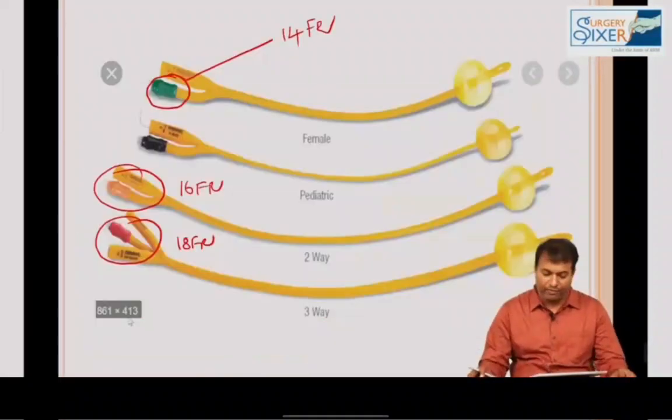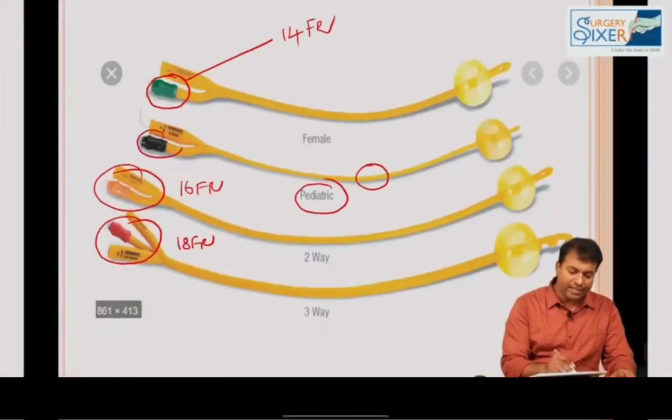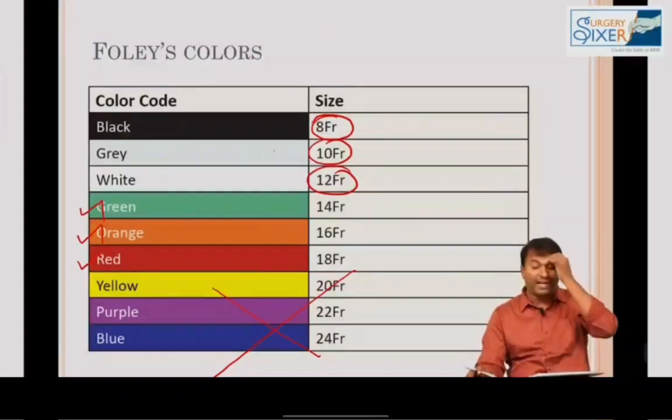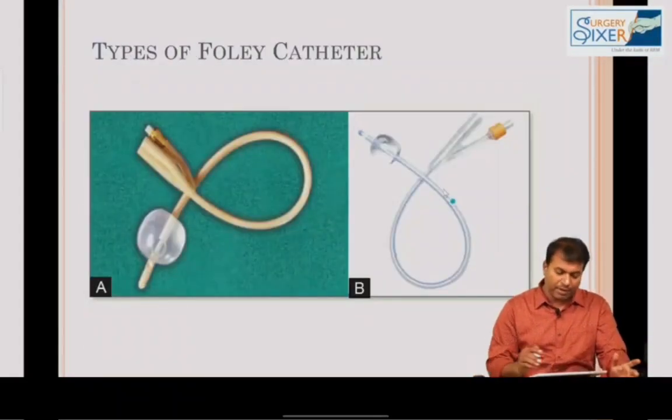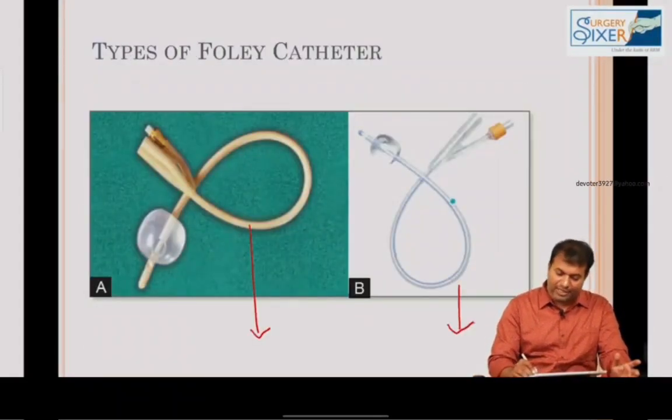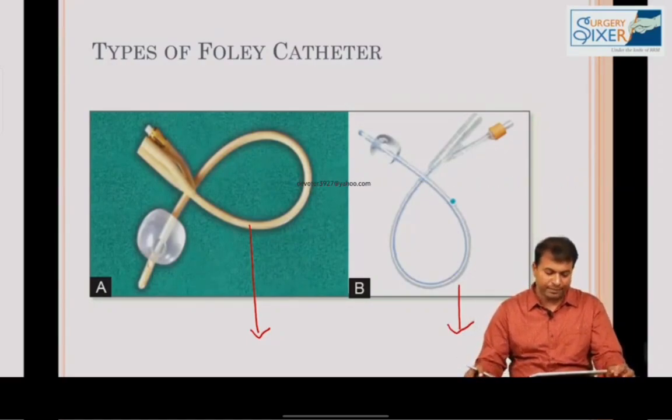Black is 8 French. You can see the smaller lumen. So this is pediatric, 8 French. Similarly, 8, 10, 12 is black, grey, white. So this is a typical latex rubber Foley's catheter. This is a silicone catheter used by the hospitals. In 5 countries, silicone catheters are used. So this is the French catheter scale.